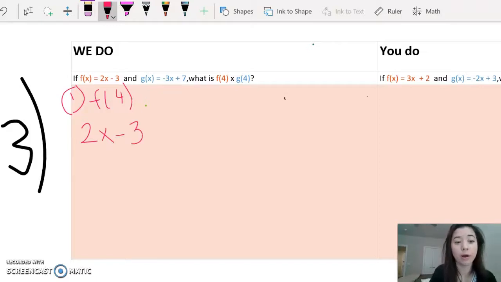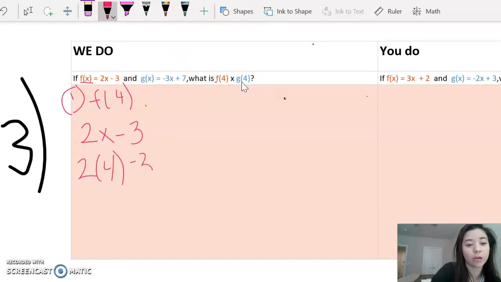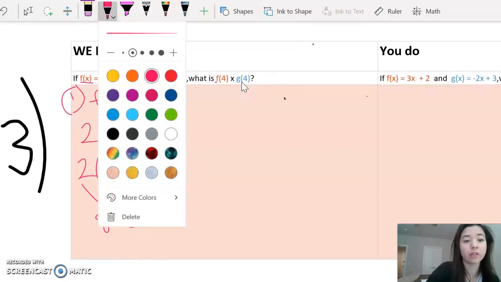And then just like above, this means x is 4. So I just have to plug that into the right function. The f tells me we're going into function f of x. So we're going to do 2 times 4 minus 3. 8 minus 3, and we get 5 for f of 4. Now let's do the next one.